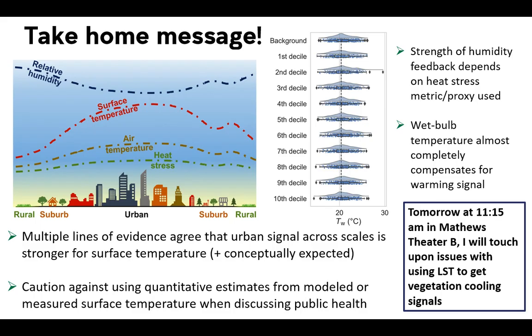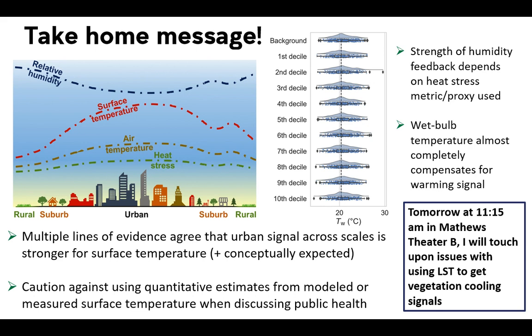So the take-home message here is that any urban signal on surface temperature is probably going to significantly overestimate the signal on air temperature and heat index. So we should be very cautious about using these quantitative estimates from either modeled or measured surface temperature when discussing public health. Another thing to note here is that the strength of the humidity feedback depends on the heat stress metric or proxy used. Heat index is most sensitive to temperature, so this gives you the most conservative case, or rather the least humidity feedback.